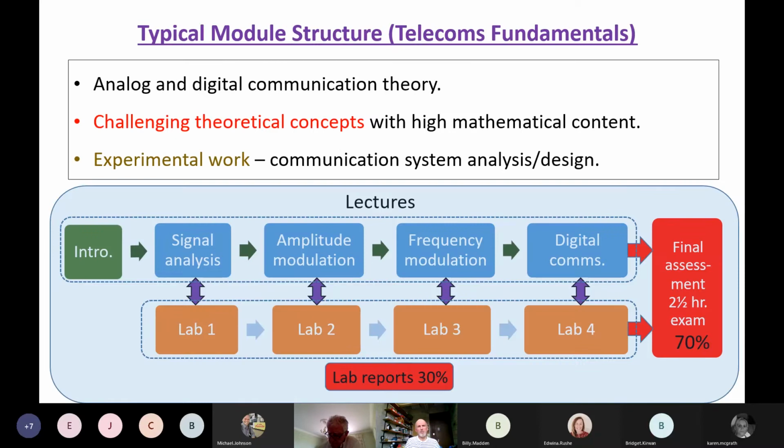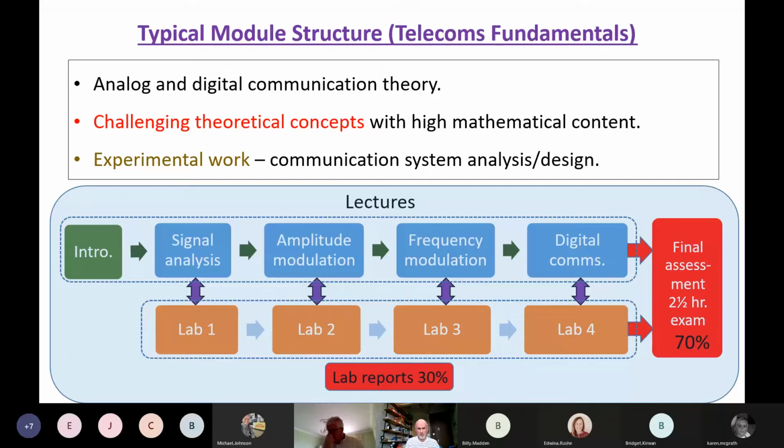So I'll discuss one particular module. In fact, it's my own third-year electronics engineering module, which is on telecom fundamentals. Again, I'm not going to go into too many technical details here, but essentially it covers the theory of analog and digital communications. And as you can well imagine, there are very challenging theoretical concepts in this with a high mathematical content.